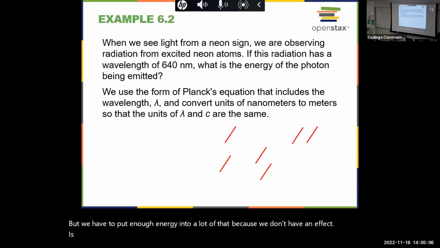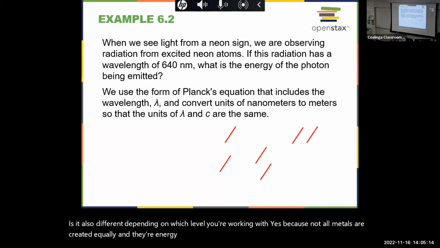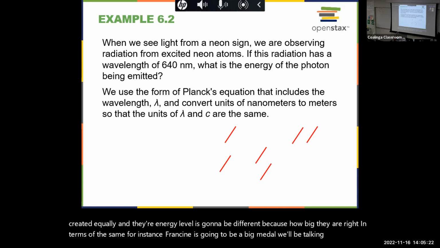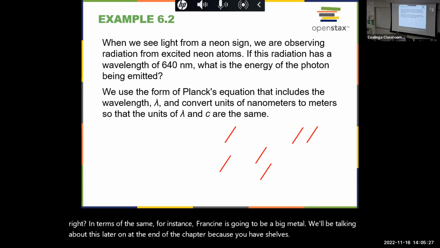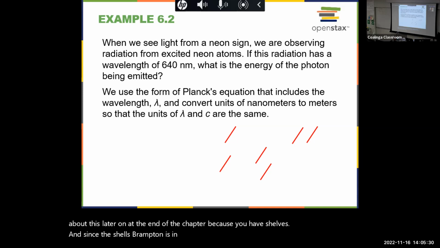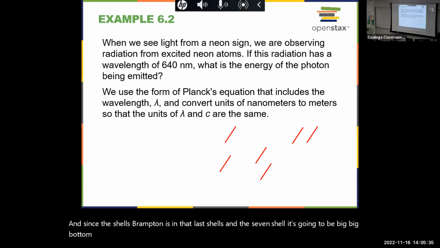Is it also different depending on which metal you're working with? Yes, because not all metals are created equally, and their energy levels can be different because of how big they are. For instance, a transition metal is going to be big. We have shells. Where if we take something like helium, it's going to be really small. And we will talk about that.